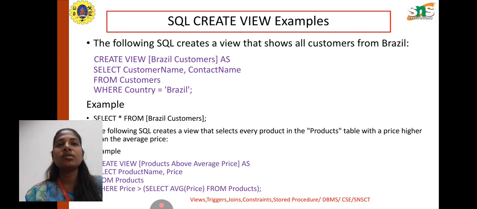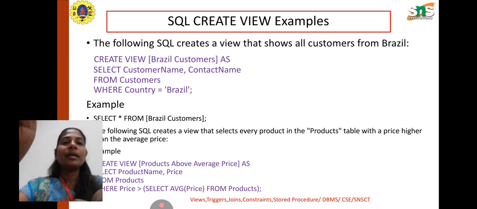The following SQL creates a view that selects all customers from Brazil. CREATE VIEW Brazil_Customers AS SELECT customer_name, contact_name FROM customers WHERE country = 'Brazil'. Example: SELECT * FROM Brazil_Customers.